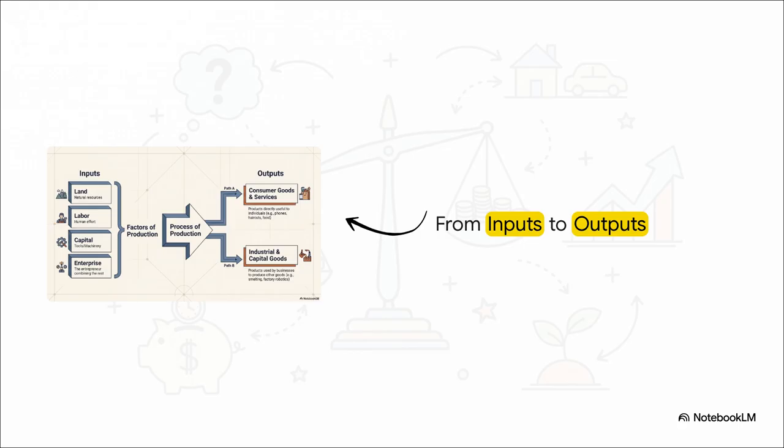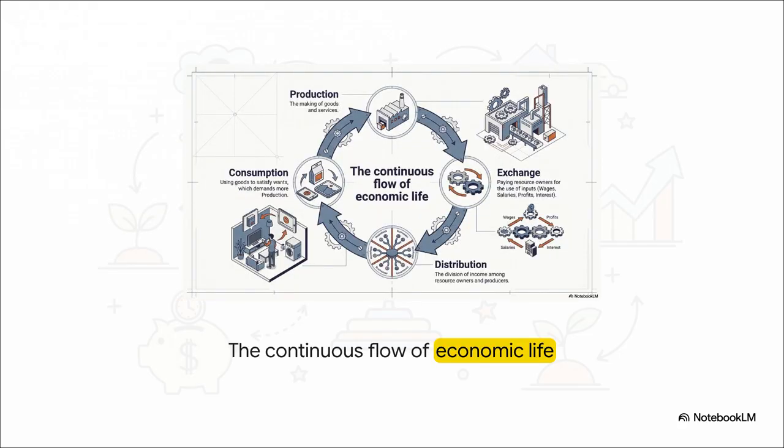The other path yields capital goods. These are the products businesses use to make other goods, like factory robotics or smelting plants. And the crazy thing? This machine never stops. Production creates goods, generating exchange through wages and profits. That money gets distributed right back to households and businesses, funding consumption. But consuming those goods naturally demands even more production. It is the perpetual beating heart of economic life.